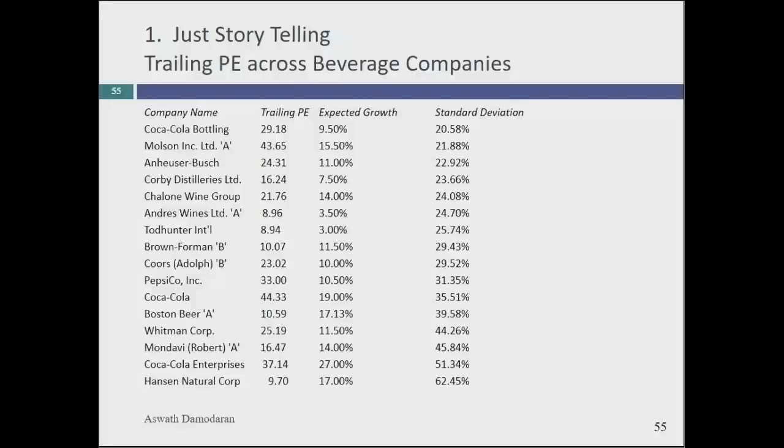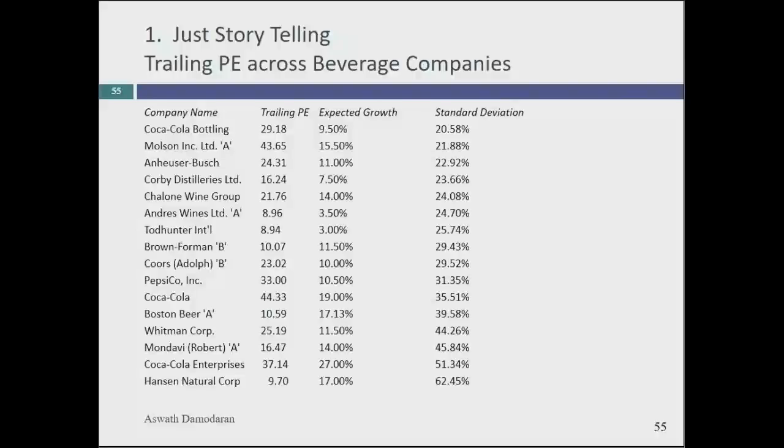I want you to buy Todd Hunter and Andre's wine. You know Andre's wine? This is a champagne that's so cheap that you get a headache watching that commercial. It's only before Christmas. It's a guy in a sleigh, he's drinking Andre wine. It looks like he's going to pass out at any moment. Okay? So it's a really cheap wine.